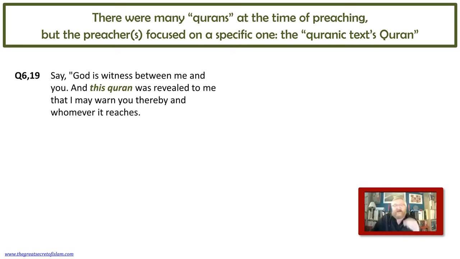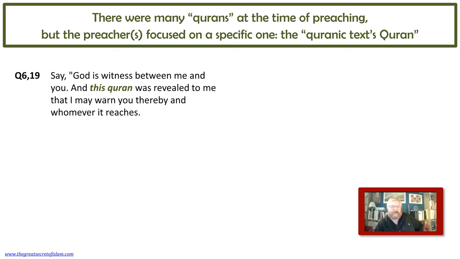For example, in Surah 6, verse 19, there is this: say, God is witness between me and you, and this Quran was revealed to me that I may warn you thereby, and whomever it reaches. And we find this expression often in the Quran, this Quran, which, a contrario, means that there were other Qurans. You don't say this Quran if there is only one Quran. So there were many Qurans at the time of the preaching. And like I tell you, we find this expression many, many times in the Quran. I haven't quoted every occurrence here. I want to keep it simple for the audience, but it is like this.